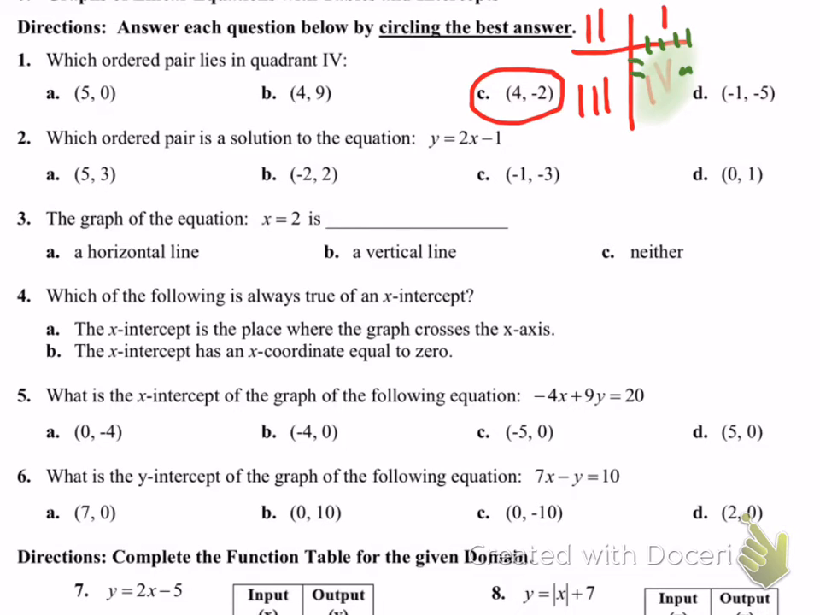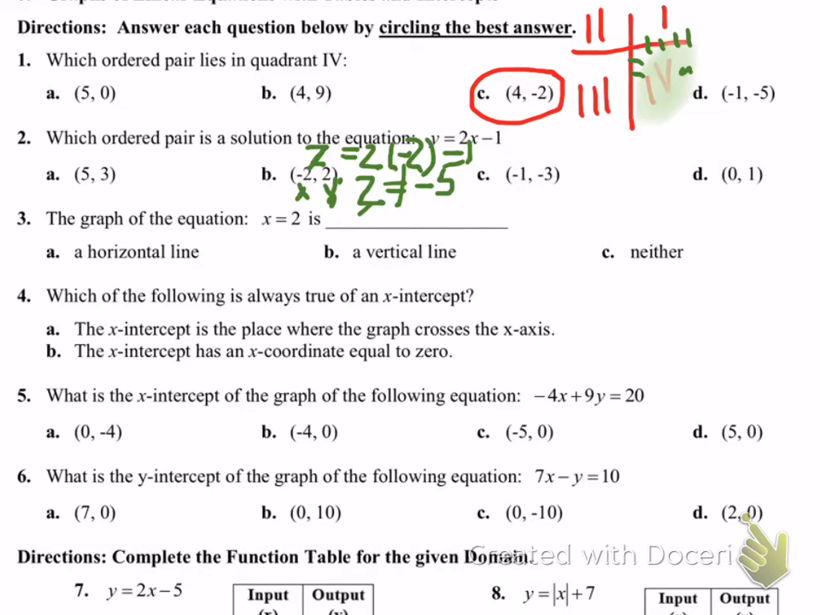Number 2 says, which ordered pair is a solution to the equation y equals 2x minus 1? So I'm plugging in these values to see which one gives me a true statement. Remember that these are both x and y values. So for example, if I were to plug in B, I would have 2 equals 2 times -2 minus 1. Well, 2 times -2 is -4, minus 1 is -5. I get 2 equals -5. So that's not true, so we need to try a different one.